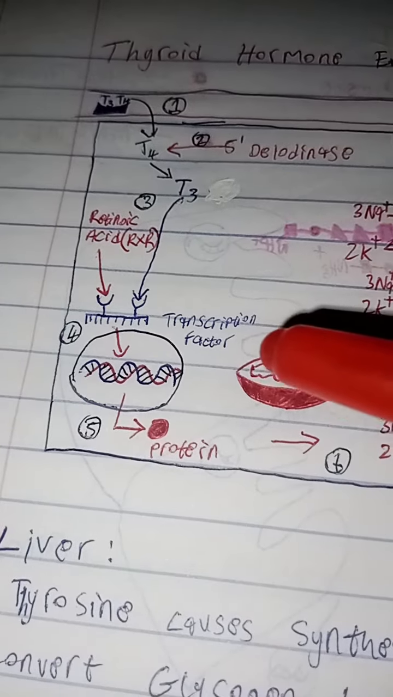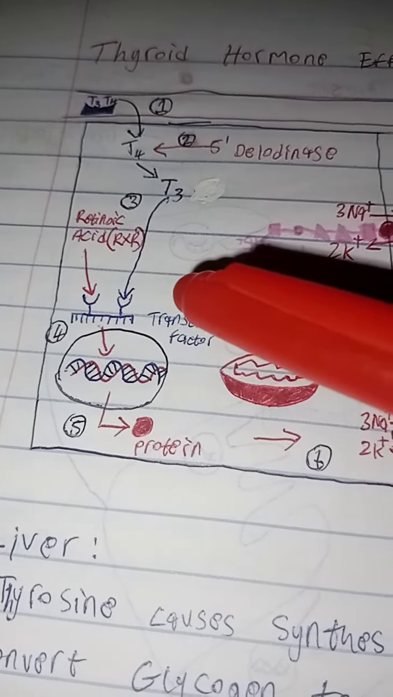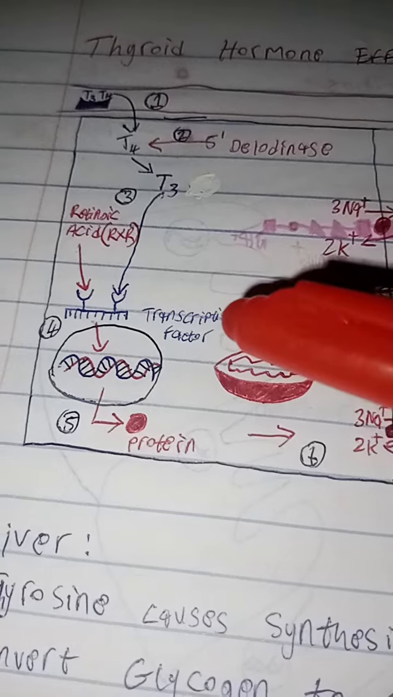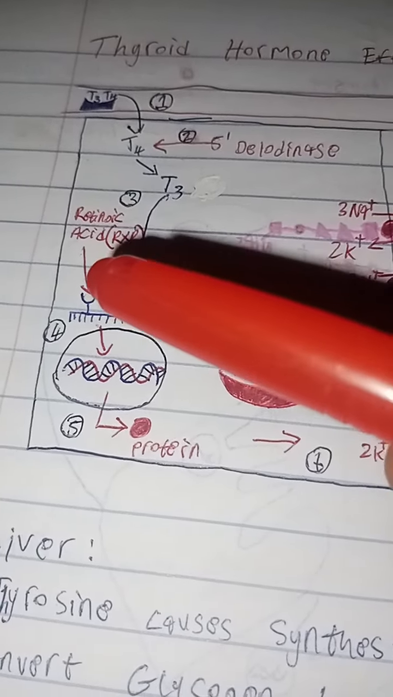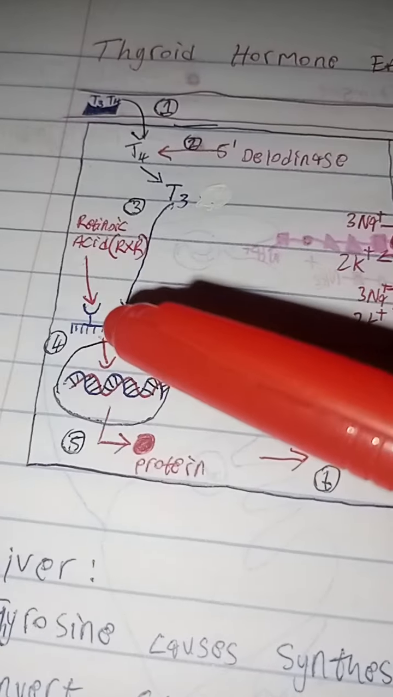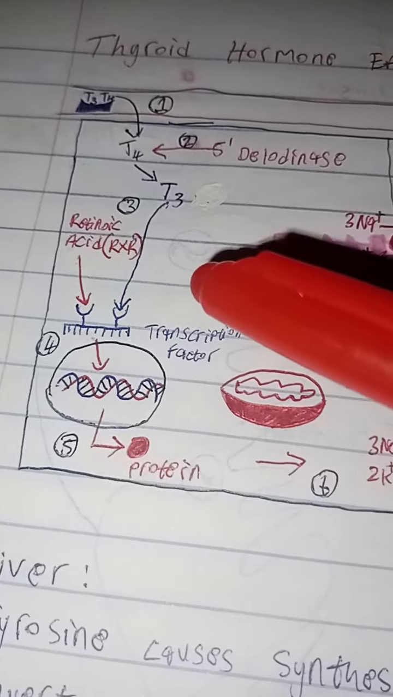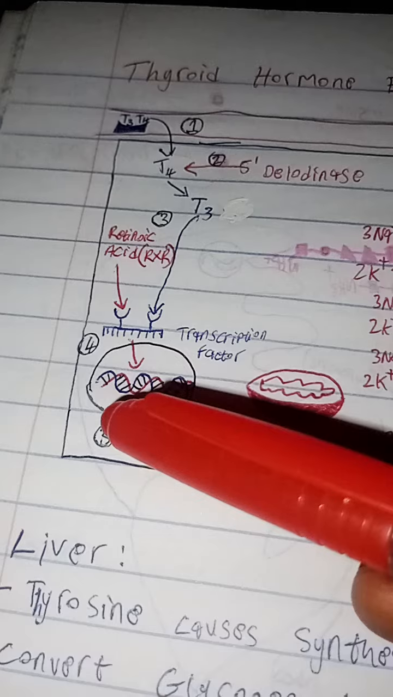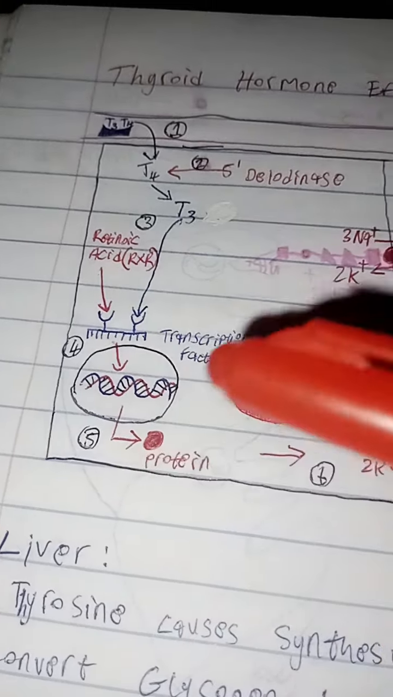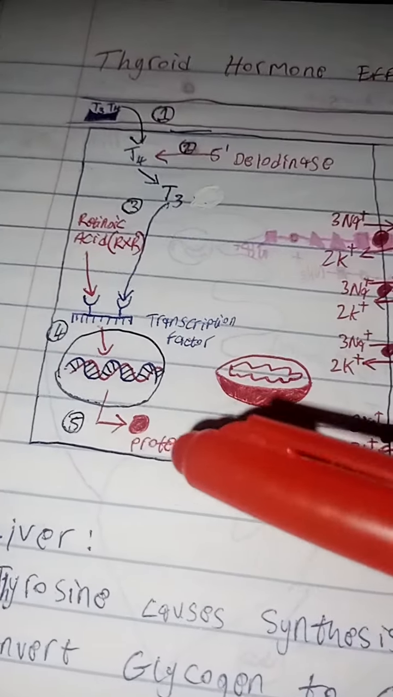Now, T3 goes to meet a transcription factor, and once it binds to the transcription factor, retinoic acid also binds with the other parts of that transcription factor. You can see retinoic acid as RXR in some of your textbooks. So it goes into the DNA, reads a codon or bunch of codons, and produces a protein.